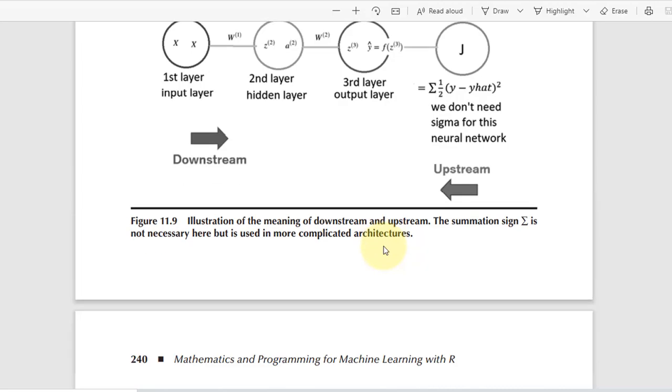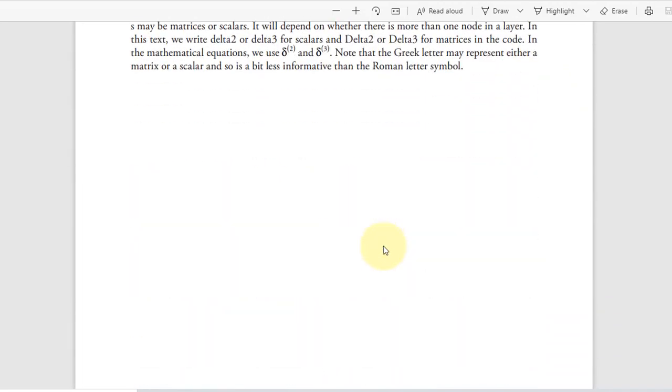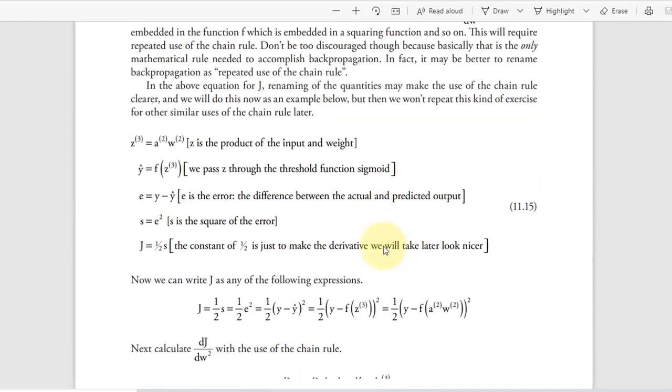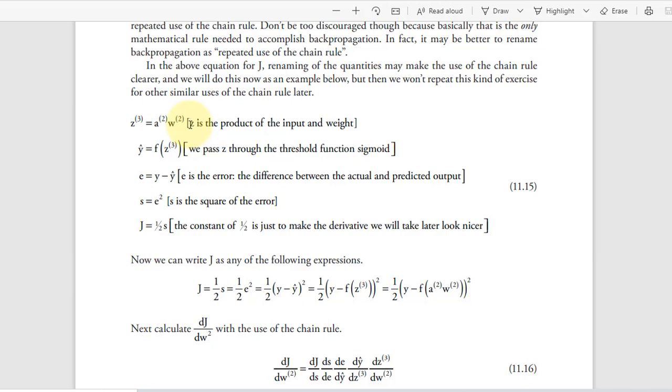So anyway, if we call Z3 this, Y hat is f of Z3, and then the error, or E rather, is Y minus Y hat, and then we're going to square the error, we'll call that S, and then we're going to take 1/2 of S, and we're going to call that J. So J is 1/2 S, but S is E squared, so we have 1/2 E squared, but E is Y minus Y hat, so we get 1/2 (Y minus Y hat) squared, but then Y hat is this, so we get 1/2 this to that, and then we get all this.